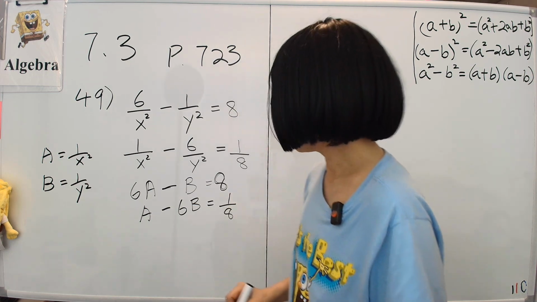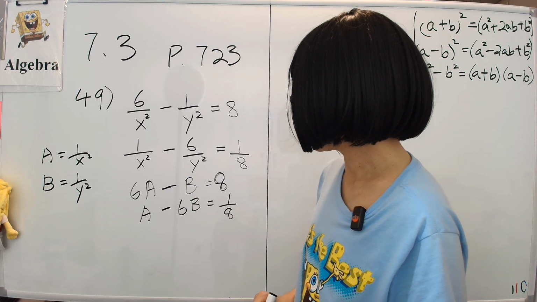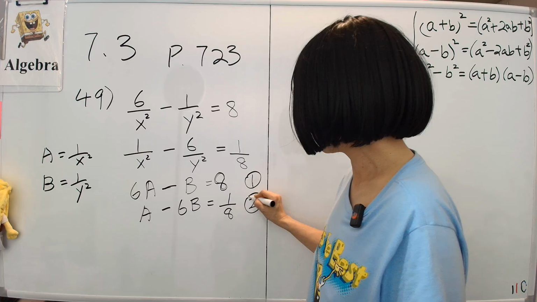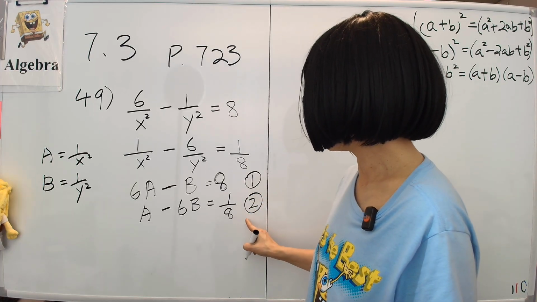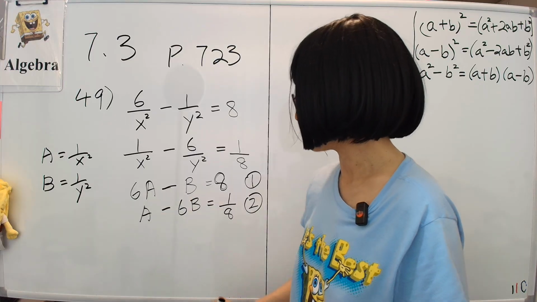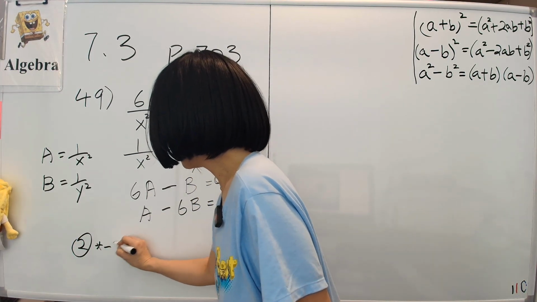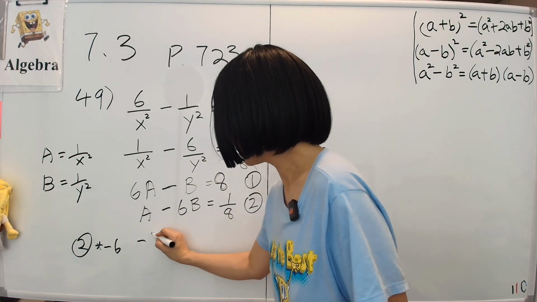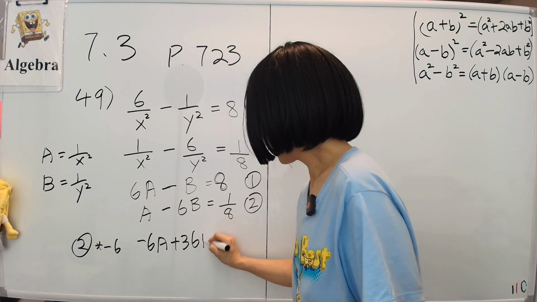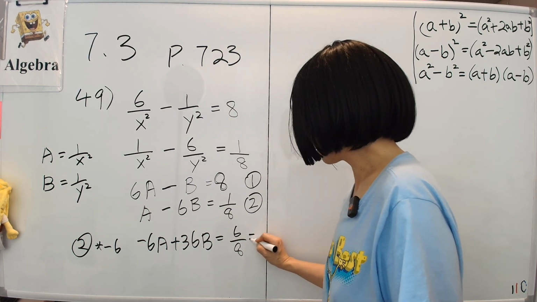Okay, that is not making things easy for us. So this is equation 1, and we'll call this equation 2, and we'll take equation 2 and multiply it by -6 to get rid of the a's. Okay, so let's take equation 2 and multiply it by -6. That becomes minus 6a plus 36b, which equals 6 over 8, which is the same as 3 over 4.